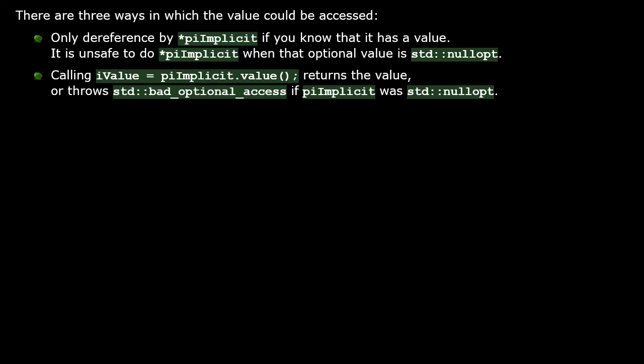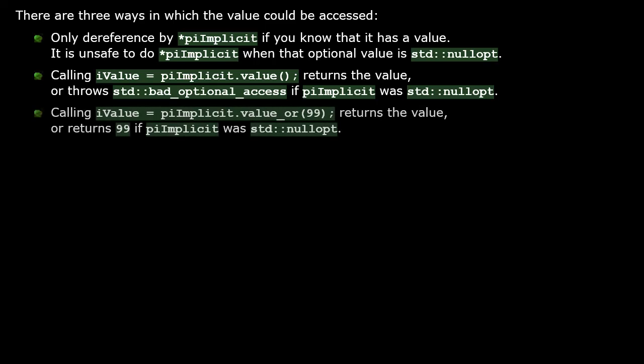An opt pointer's value could also be accessed by calling a function that's named value. This time, it's safe if that opt pointer has the null value. That function will simply throw an exception in that case. A third option is to call a function named value_or. Now instead of throwing an exception, this function indicates the has no value condition by returning back whatever value the client code had passed to it in a parameter.